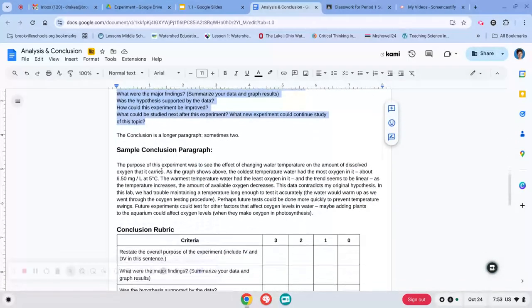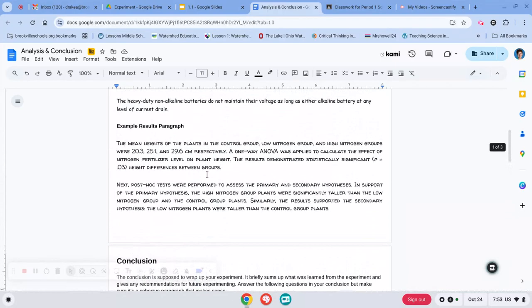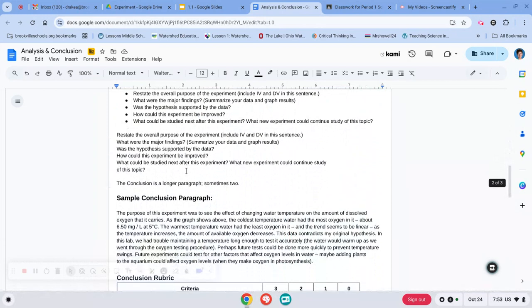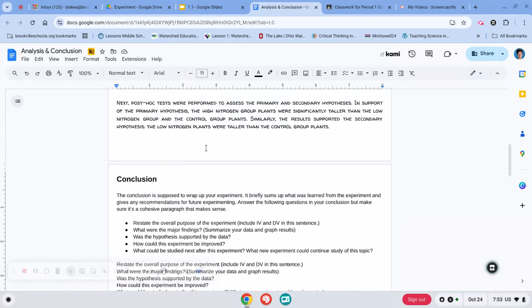Okay? And I gave you an example of a concluding paragraph. Notice that it's much more beefier than this. This has got 2 sentences, maybe 3 in it. This has got many more sentences. Okay? I'm going to suggest that when you get these written, your analysis and conclusion, you read them back to yourself out loud. Yes, out loud.